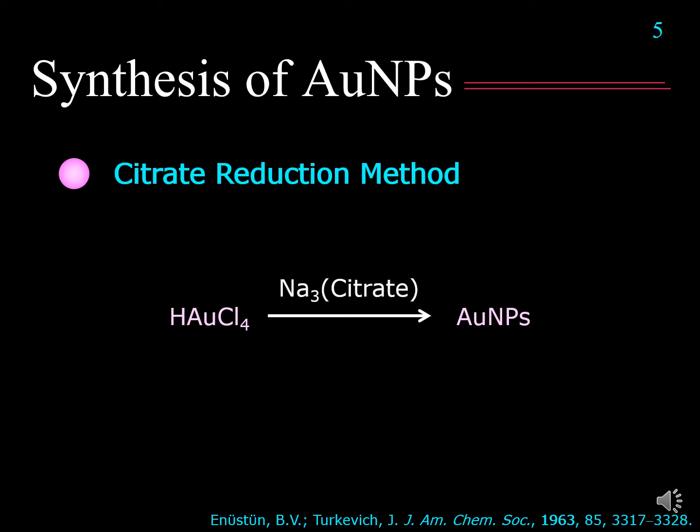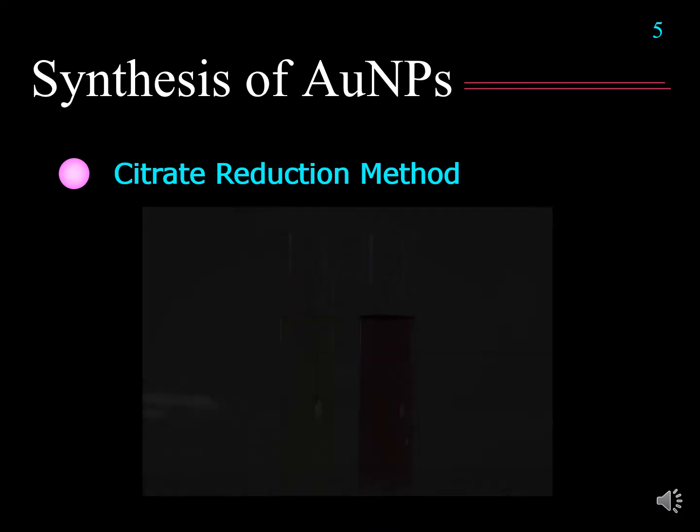Starting from tetrachloroauric acid, or maybe we can start from the tetrachloroaurate ion, like a sodium salt or potassium salt, this gold 3 plus can then be reduced down to gold 0, and by metallic bonding they aggregate, forming metallic nanoparticles at the very end. This method was first developed by Turkevich in 1963, and we can still use it from then until now.